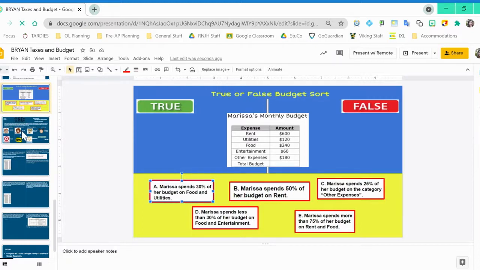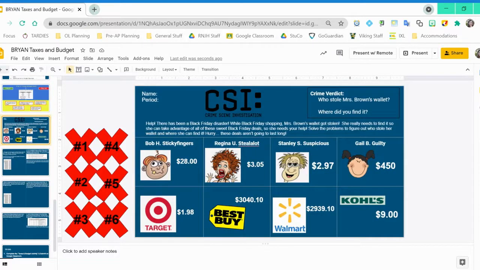Then you're going to do a CSI to continue practicing with taxes and budget. So the scenario is, help, there has been a Black Friday disaster. While Black Friday shopping, Mrs. Brown's wallet got stolen. She really needs to find it so she can take advantage of all those sweet Black Friday deals. So she needs your help. Solve the problems to figure out who stole her wallet and where she can find it. And it says, hurry, these deals aren't going to last long. So you're going to see who stole the wallet and what store it was stolen at.